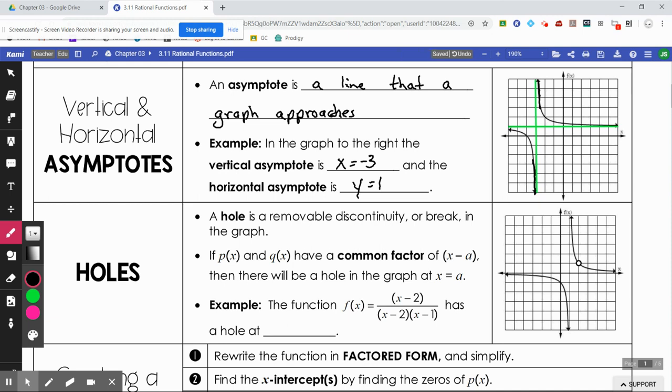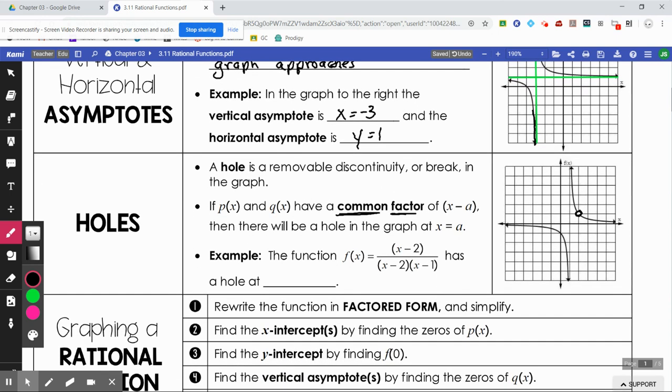Okay, a hole. A hole is a removable discontinuity, which we've already talked about, or a break in the graph. Here you see a hole in this graph. If p of x and q of x have a common factor, now this is already telling us how we know if something has a hole. If it has a common factor at x equals a, then there will be a hole in the graph. Here's an example. The function f of x equals x minus 2 over x minus 2 times x minus 1 has a hole at x equals 2.